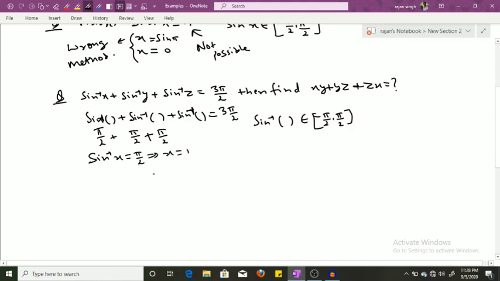So x, what is it? Sine pi by 2 means 1. And y and z are also basically 1. All three of them are pi by 2. 3 pi by 2 is only possible if all three of them give pi by 2. So you put here 1 into 1 is 1, 1 into 1 is 1, 1 into 1 is 1. Answer is 3. That's a simple question, but a very good question, which I call an innovative problem.